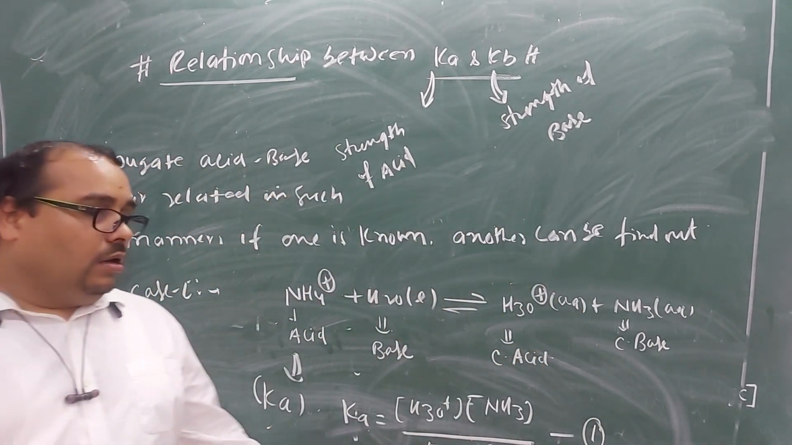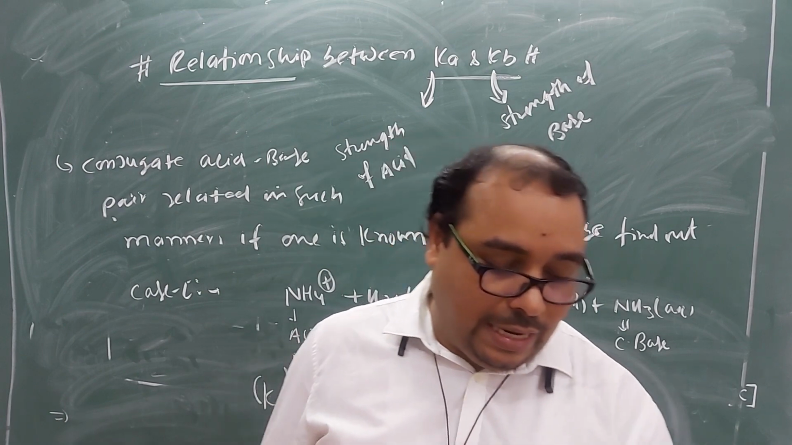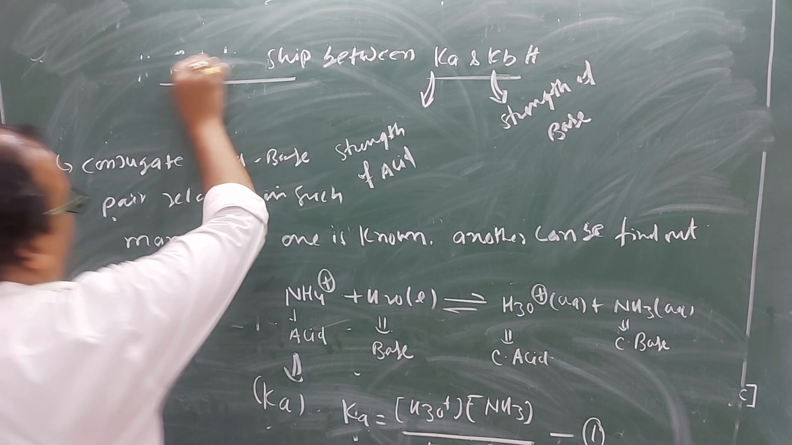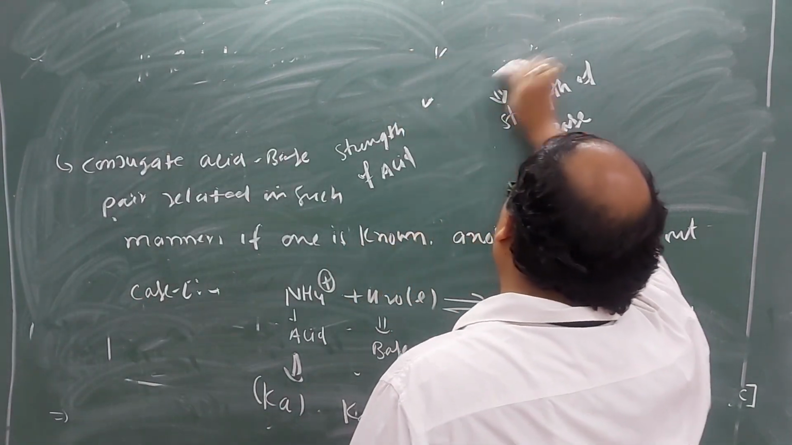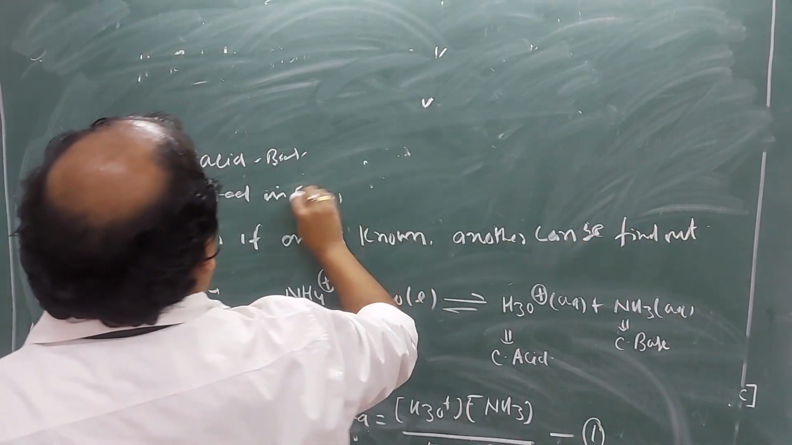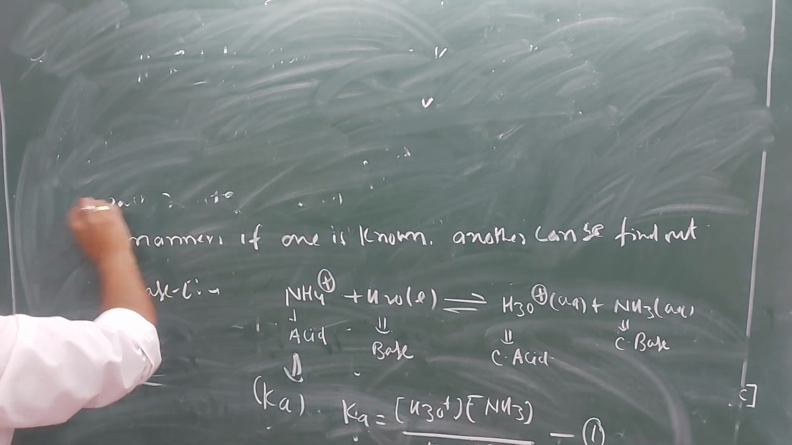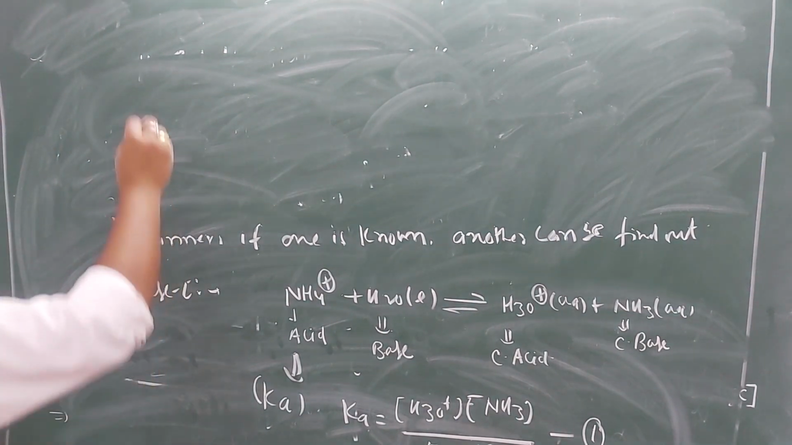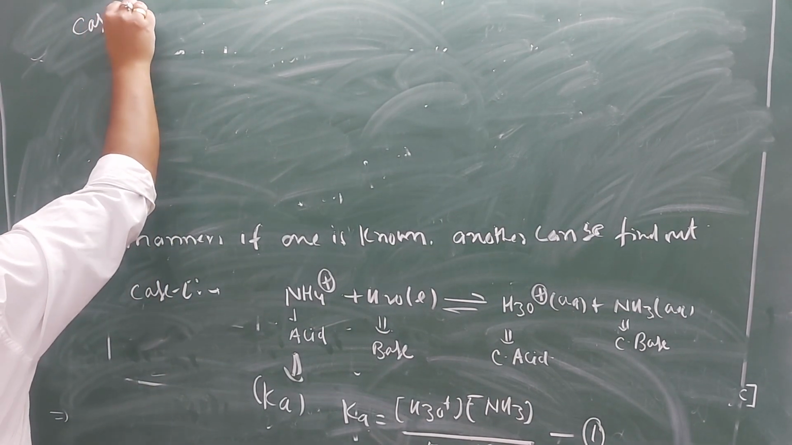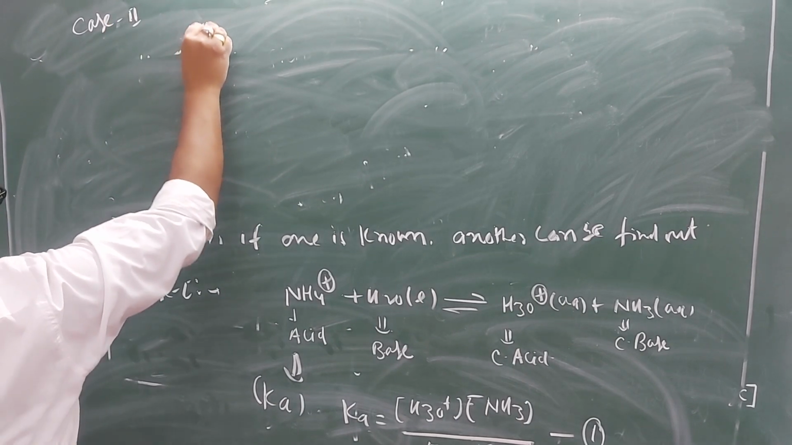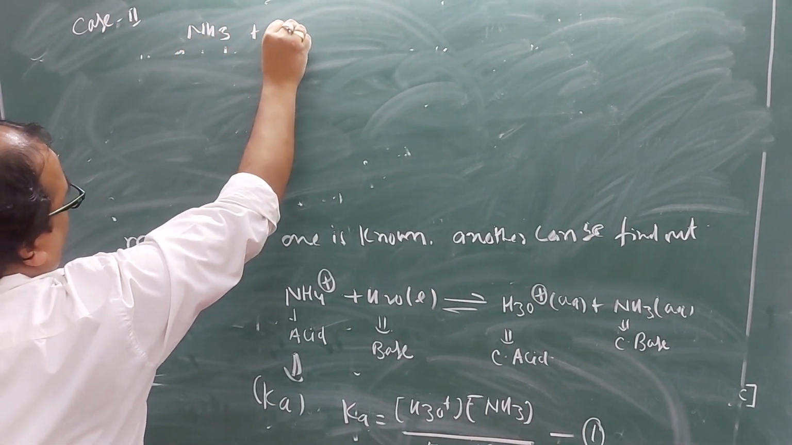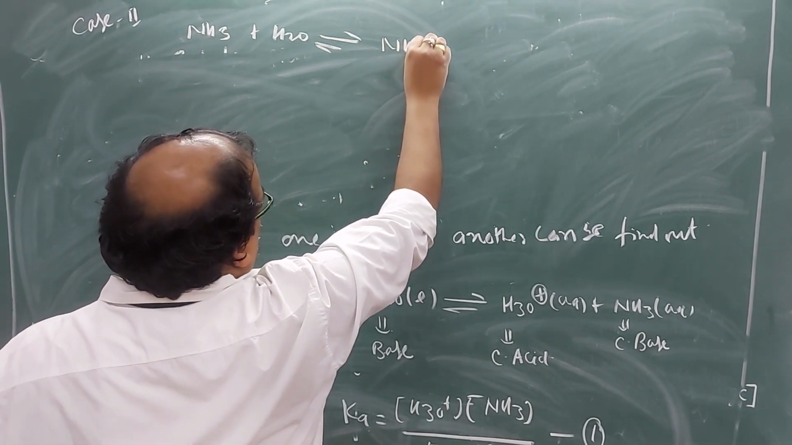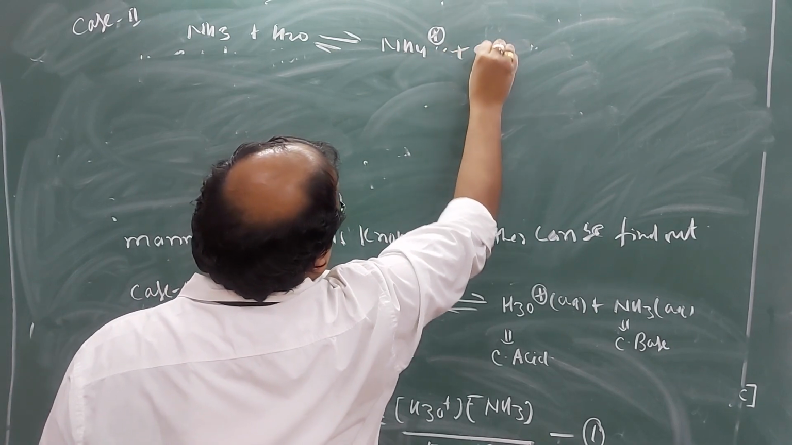Now we have to find the relation between Ka and Kb, so we require Kb. That means you need the base for that. So ammonia in aqueous solution forms what? It forms ammonium hydroxide. So case 2: ammonia dissolves in water and forms ammonium hydroxide. It will dissociate like that.